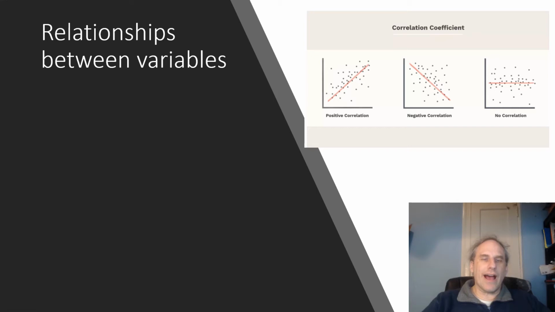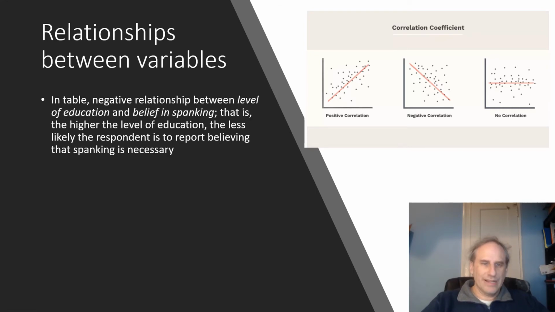So, what kinds of relationships between variables can you explore? In a table, we often say that there's a negative relationship between two variables if, for example, the level of education is compared to the belief in spanking. If the higher the level of education is in the data, the less likely the respondent is to report believing that spanking is necessary, we call that a negative relationship, meaning that as one variable increases in value, the other decreases.